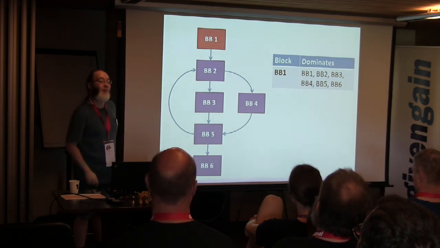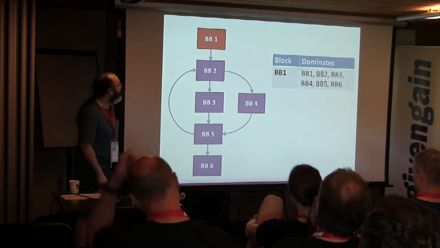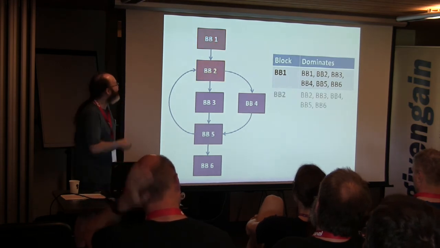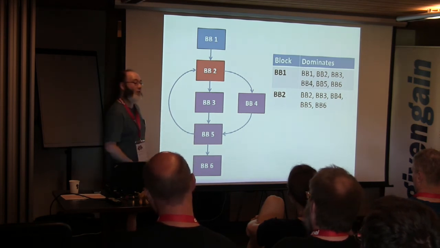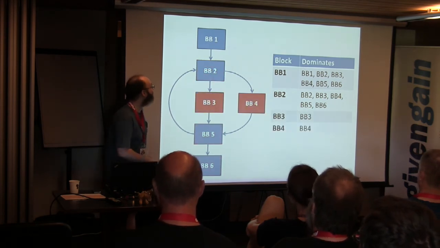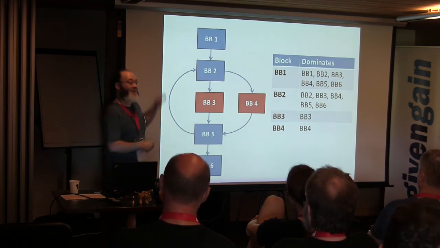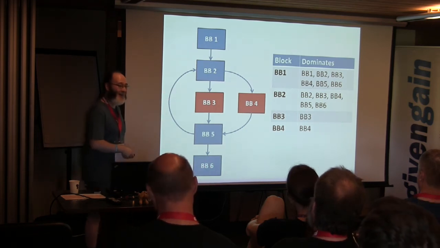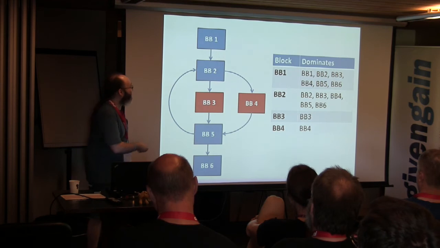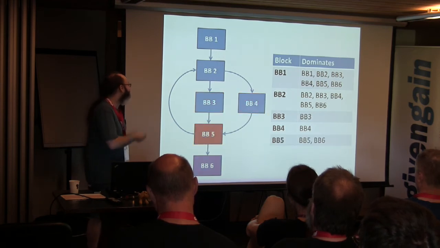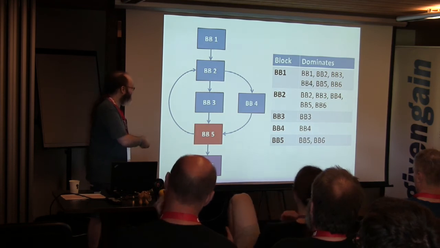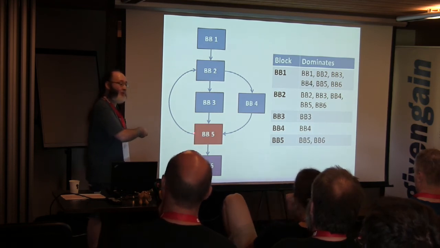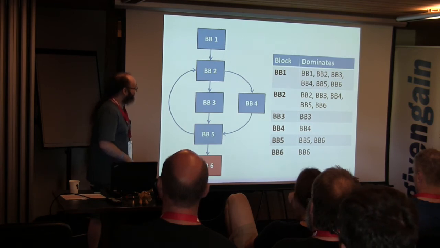you have to go through 1. Okay, so we say that basic block 1 dominates all of those. Basic block 2, well, to get to all the rest of them, you have to go through 2. Okay, so it dominates all of those. A block dominates itself. Okay, so that's why those two just have themselves there. Basic block 5 here dominates basic block 6. The only way you can get to it is through 5. And basic block 6 is at the end.